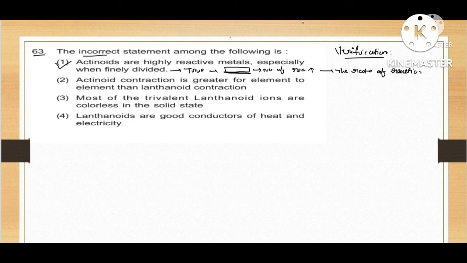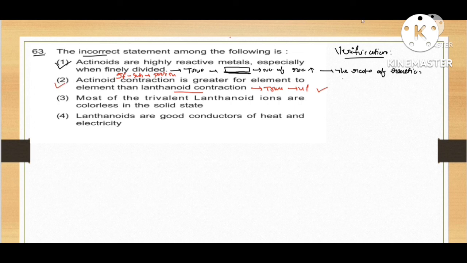Okay. Let us verify the second option. Actinoid contraction is greater from element to element than lanthanide contraction. This statement is absolutely true. Why? Because you know that actinoid contraction takes place in 5f subshells. It has a poorer shielding effect than 4f subshells. That is, lanthanide contraction takes place in 4f subshells. That's why this statement is true. The second one is also true.